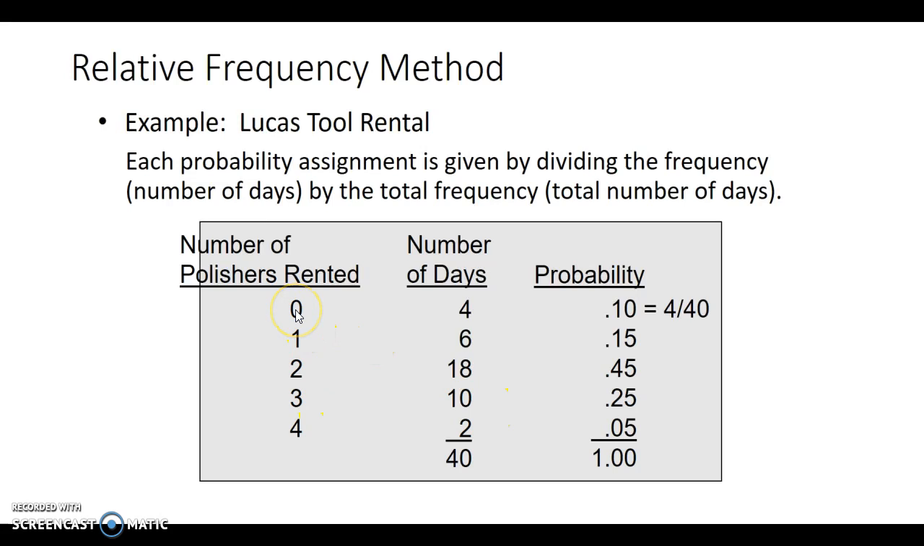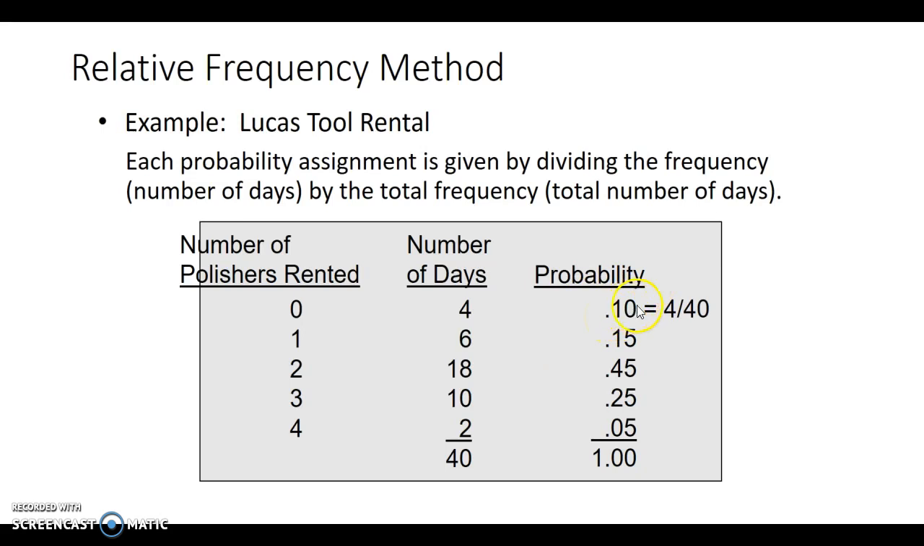So here, if we want to know the probability using the relative frequency method that 0 polishers will be rented today, we'll take the number of days that 0 polishers were rented during our 40-day period, 4, and we'll divide that by the total number of days we used, 40, just like I did with the hurricanes. 50 hurricanes over 500 years. Here, the probability that 0 polishers are rented is 0.1 or 10%.